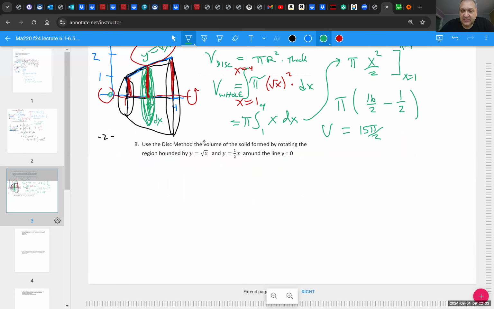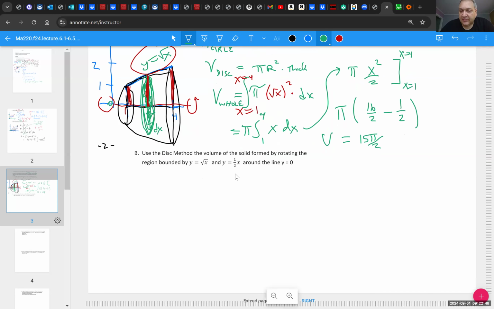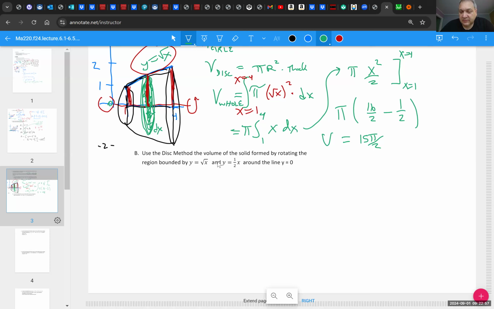All right, use the disk method to find the volume of the solid formed by rotating the region bounded by y equals square root of x, which is the same one as before, but we also have y equals 1/2 x, and it says around the line y equals 0. So we're going to have the square root of x function. We also have this 1/2 x function, and those are the only things that are bounding the region. So we don't have 4 things anymore bounding the region. We only have 2 things. So again, we need to see what that looks like so we can try to figure out what region we're talking about if it's only bounded by these 2 things. So I got my square root of x.